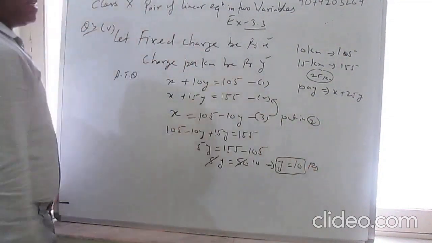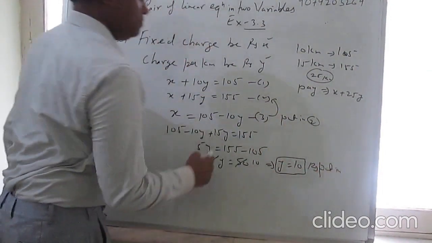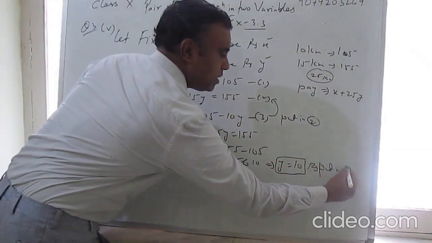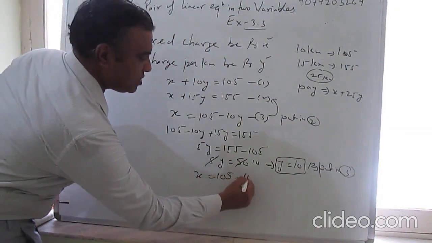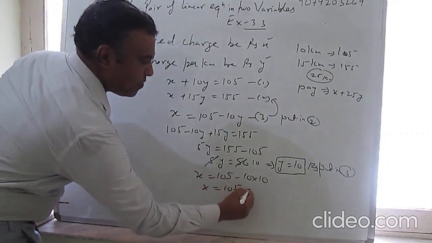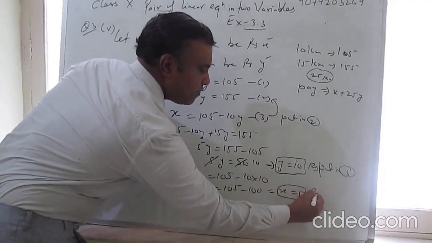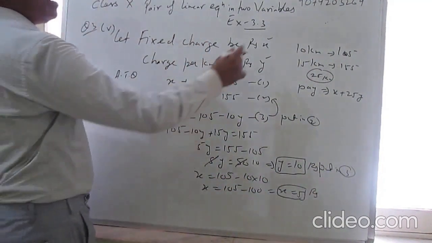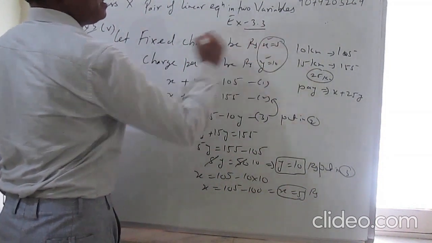The charge per kilometer has come to 10. Now what do we do with this? Put in 3. You will get x is equal to 105 minus 10 into 10. So x is equal to 105 minus 100. It means x is equal to 5 rupees. x is 5, y is 10.